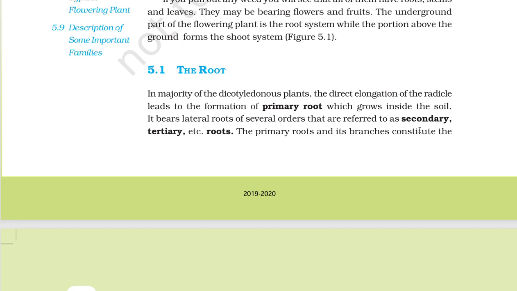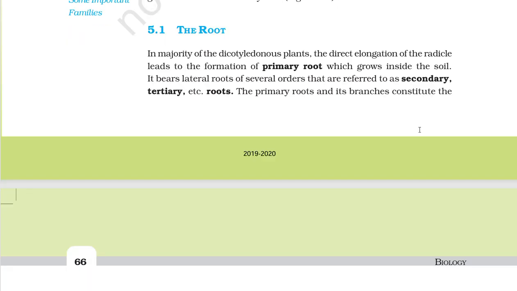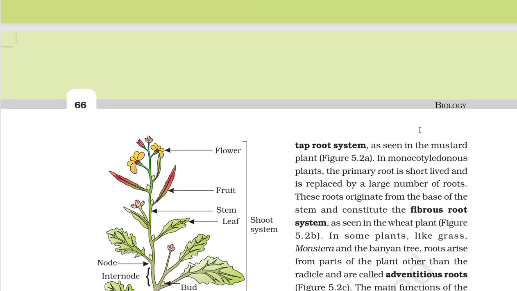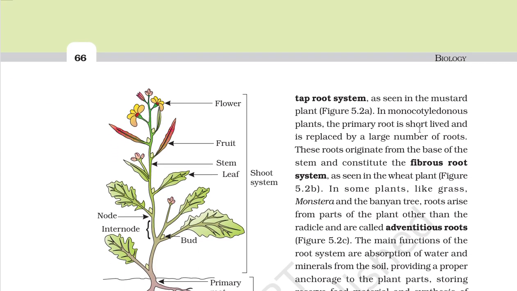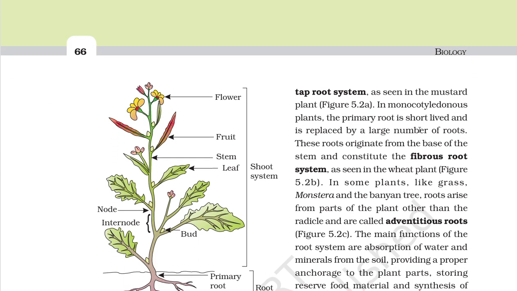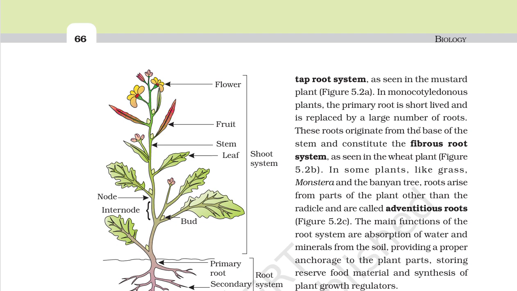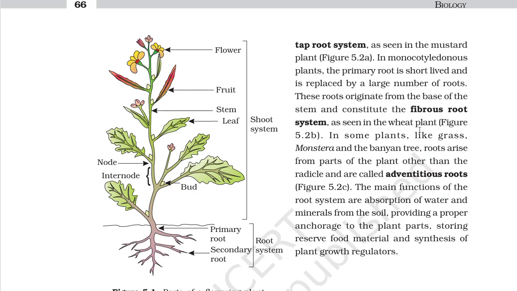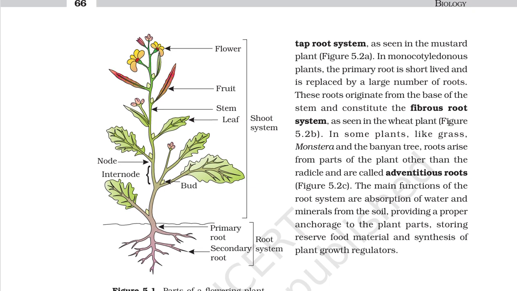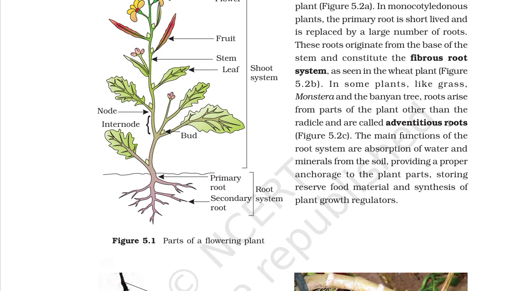the primary root, which grows inside the soil. It bears lateral roots of several orders that are referred to as secondary, tertiary, etc. roots. The primary root and its branches constitute the tap root system, as seen in the mustard plant. In monocotyledonous plants, the primary root is short-lived and is replaced by a large number of roots. These roots originate from the base of the stem and constitute the fibrous root system, as seen in the wheat plant.